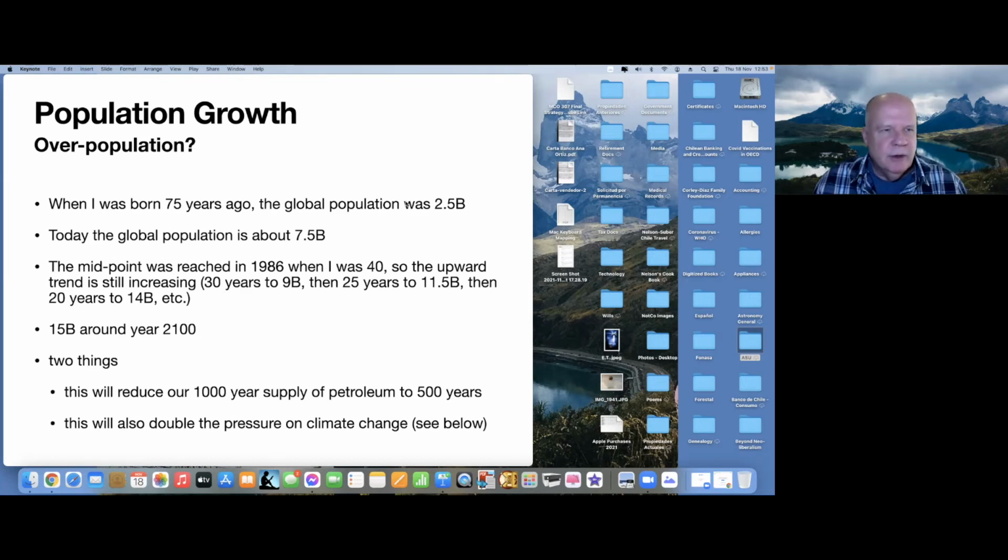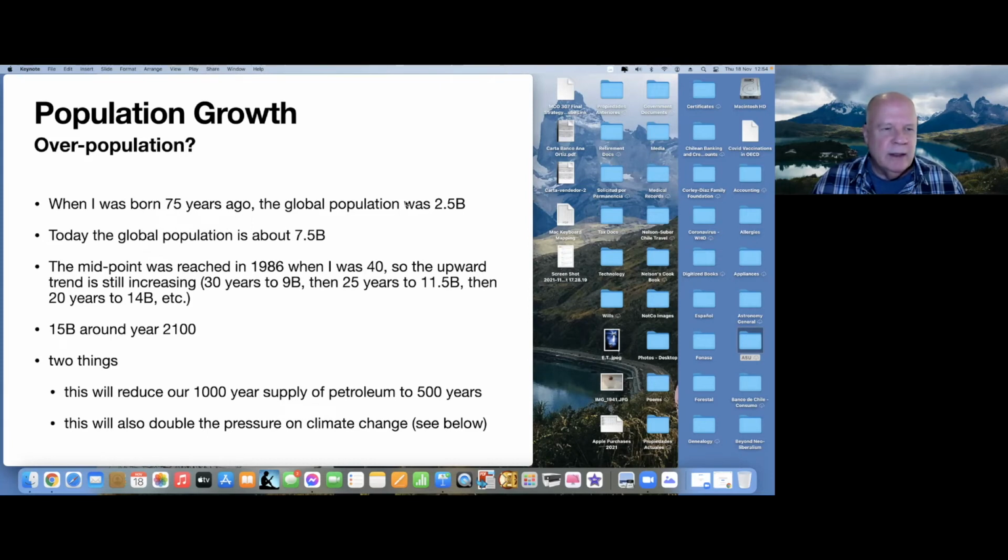Overpopulation, or population. When I was born 75 years ago, believe it or not, I've been around that long, the global population was 2.5 billion. Today, the global population is about 7.5 billion. Now, some folks round it up and say that's 8. I'm going to keep it at 7.5 because it keeps my math a little bit easier. The midpoint between these 2 numbers was reached in 1986 when I was 40.